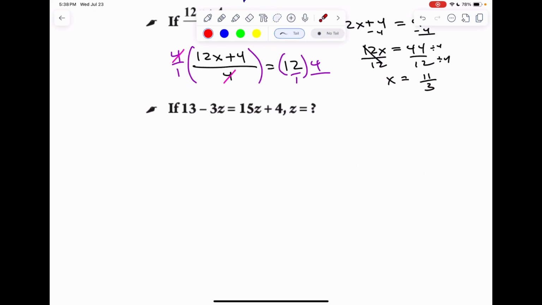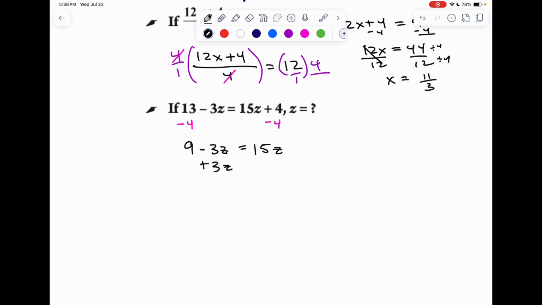Now you'll notice here we have variables on both sides. We're going to make sure we combine them all on one side so we isolate our variable terms. So the first thing I'm going to do is subtract 4 from both sides. What that'll allow me to do is keep my constants positive. So it'll give me 9 minus 3z on my left-hand side equals 15z on my right-hand side. I'll then go ahead and add 3z to both sides, and you'll notice it cancels it out from my left-hand side and combines it with my z on the right-hand side, so I get 18z.